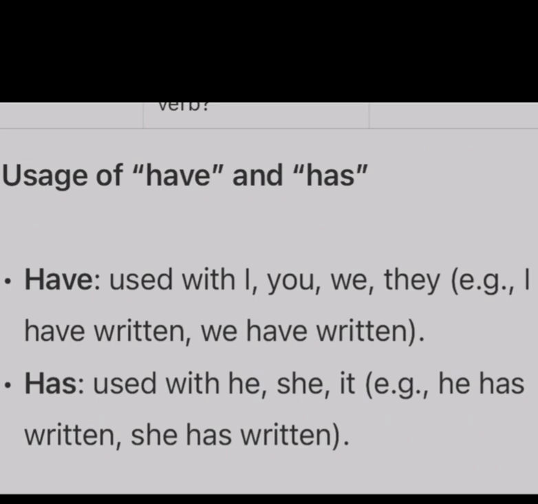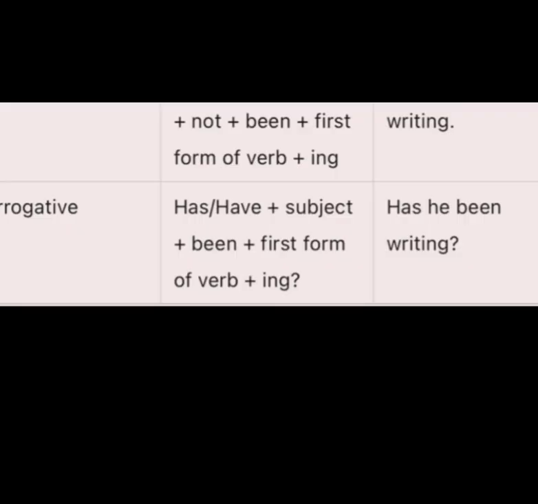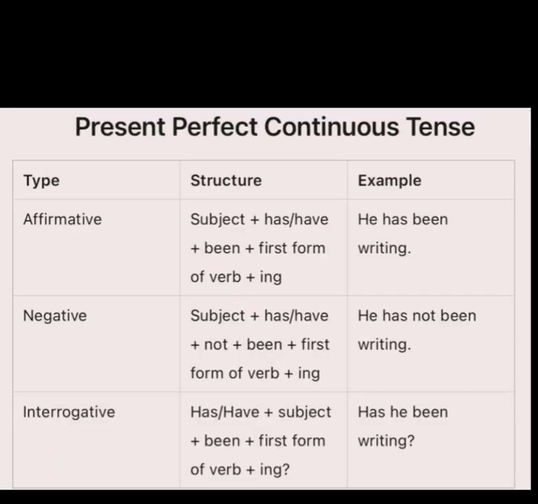The structure of its affirmative is subject plus has or have plus been plus first form of verb plus ing. For instance, he has been writing. Now let's move on towards the negative ones. The structure is subject plus has or have, then not, then been, and then first form of verb and ing. He has not been writing. And the interrogatives are formed by putting has or have in the beginning of the sentence, then subject, then been, then first form of verb, then ing. Has he been writing?